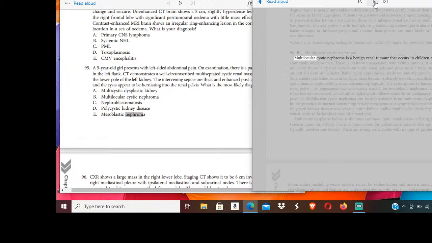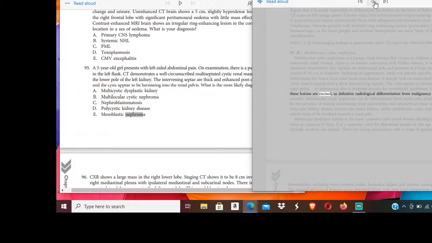95. B. Multilocular cystic nephroma. Multilocular cystic nephroma is a benign renal tumor that occurs in children and, less commonly, adult women. There is no known association with Wilms tumor. It is usually a unilateral abnormality that replaces an entire renal pole and presents as a large mass, often around 8-10 cm in diameter. Radiological appearances, while not entirely specific, can help to differentiate this lesion from other renal mass lesions. A sharply well-circumscribed, multiseptate cystic mass is typical with a thick surrounding capsule. The cysts appear to herniate into the renal pelvis, an appearance that is relatively specific for this lesion.